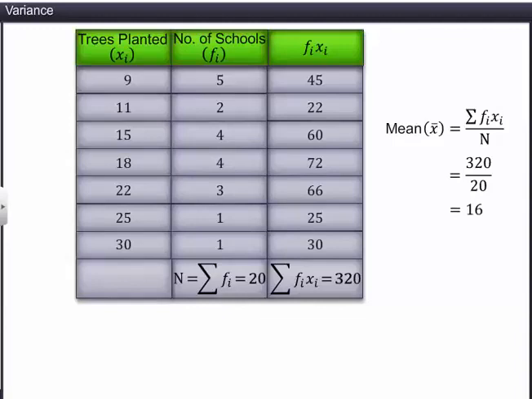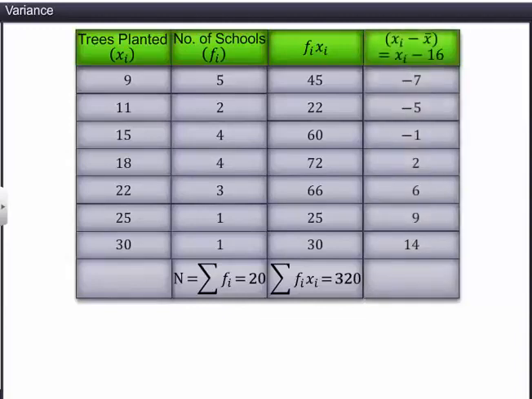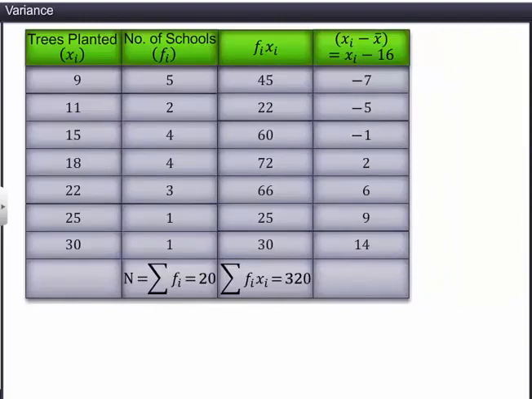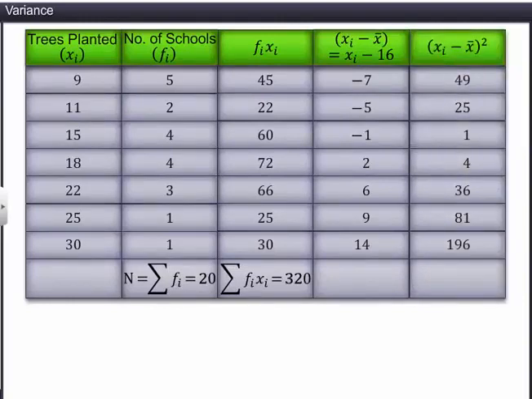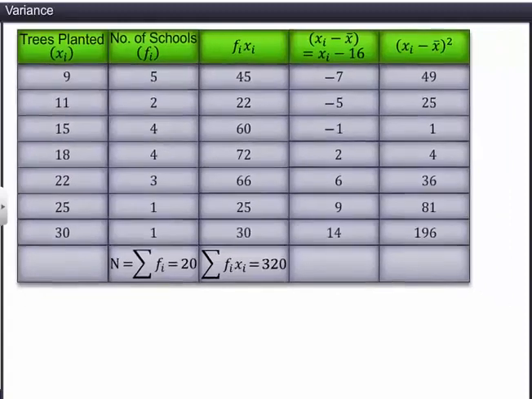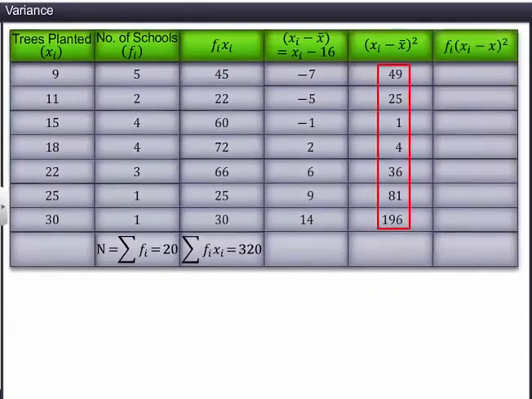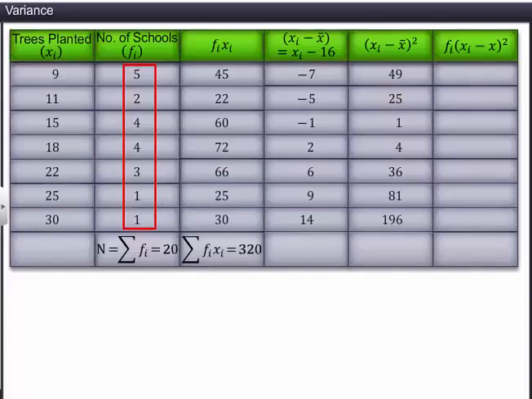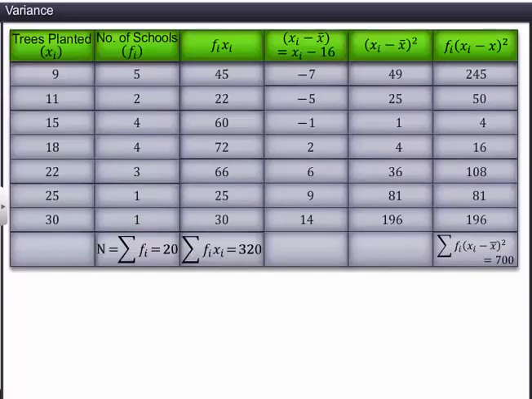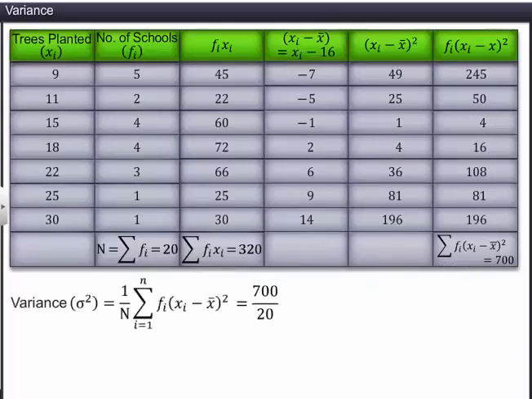Next, we'll calculate the deviations of the numbers of trees planted from the mean. Now, the squares of the deviations are calculated as shown. The product of the squares of the deviations and their frequencies are obtained as shown here. The sum of the products of the squares of the deviations and the frequencies is equal to 700. Therefore, the variance is 700 divided by 20, which is equal to 35.